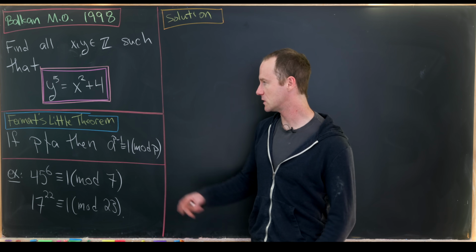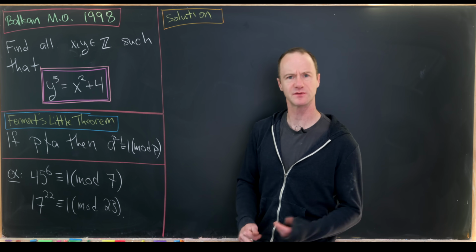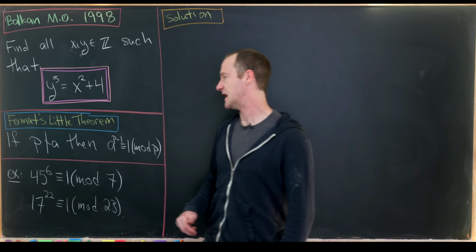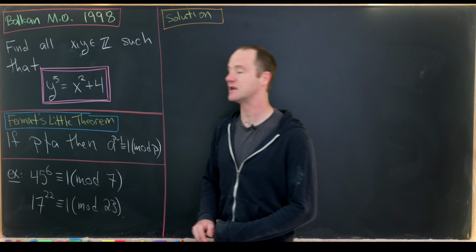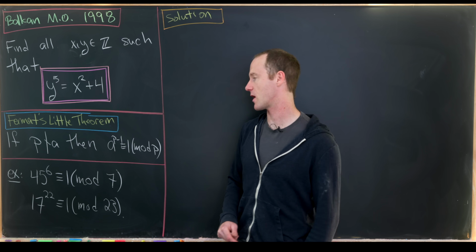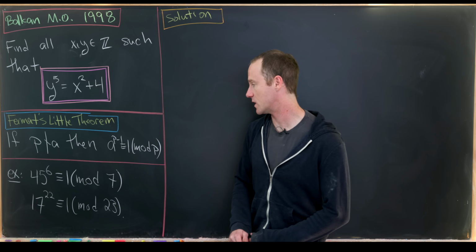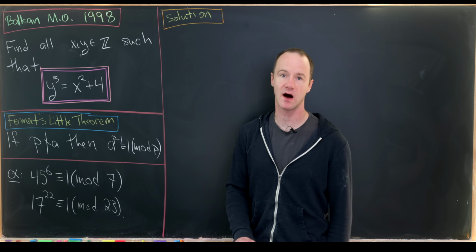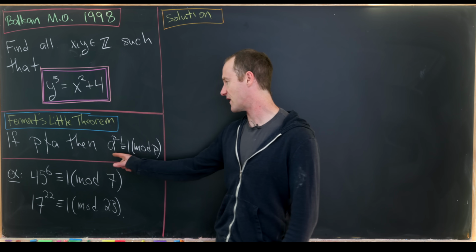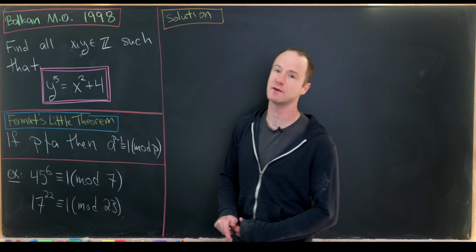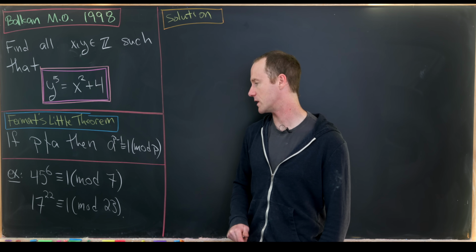And our main tool here will be something called Fermat's theorem. So let's recall that real quick. It says that if p does not divide a, where p is a prime, then a to the p minus 1 is congruent to 1 mod p. That means when we divide a to the p minus 1 by p, we get a remainder of 1.